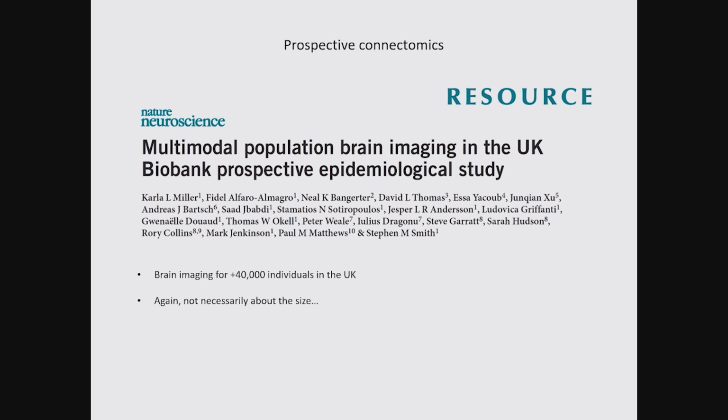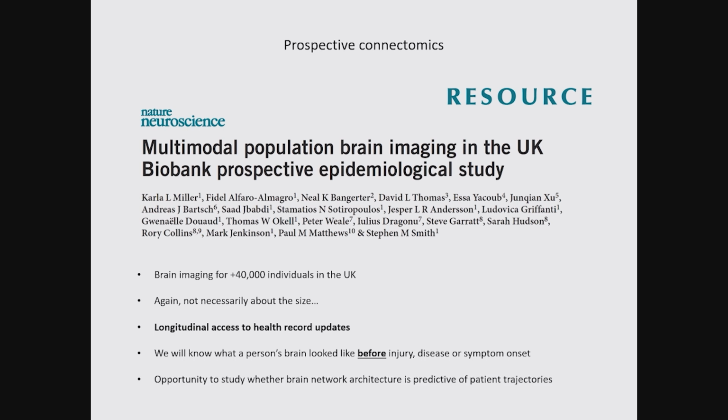But again, it's not necessarily about the size of the data sets. I don't think you need 40,000 participants to answer your research question. What is really cool here is that the UK Biobank has access to the health records of these participants, and these are updated through the platform. Of course, it's all anonymized. And what is cool is that I think for the first time, we'll be able to know what a person's brain looks like before they develop disease, or present symptoms, or have a brain injury or stroke or something. And I think this poses a really cool opportunity to study whether brain network architecture is predictive of patient trajectories of resilience or vulnerability.